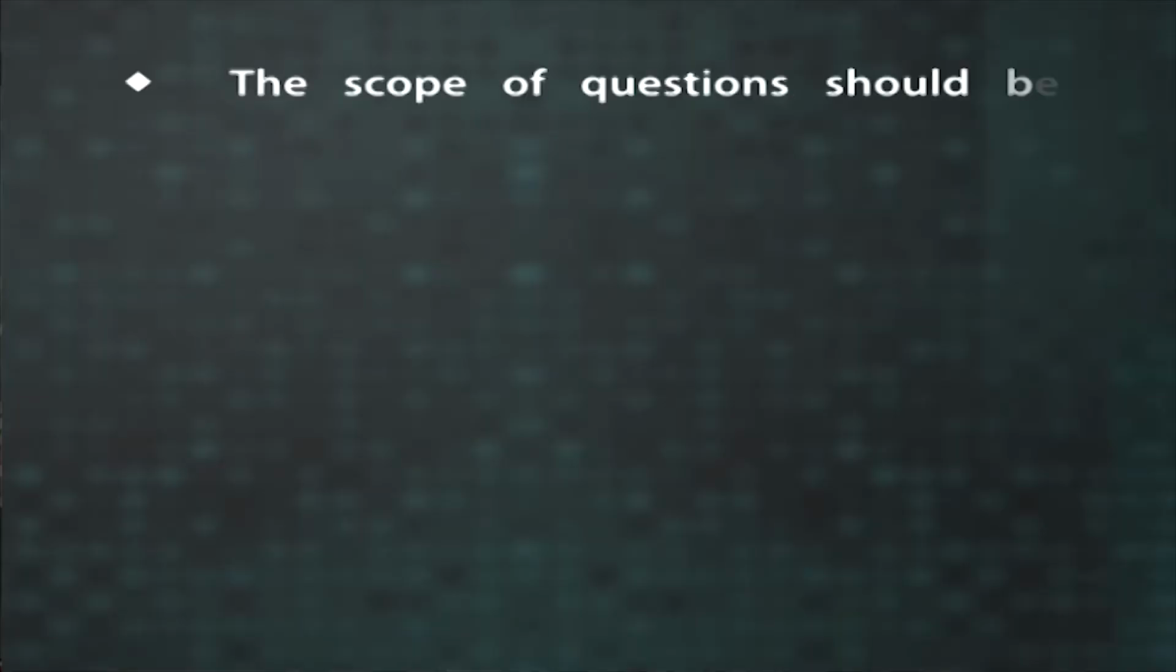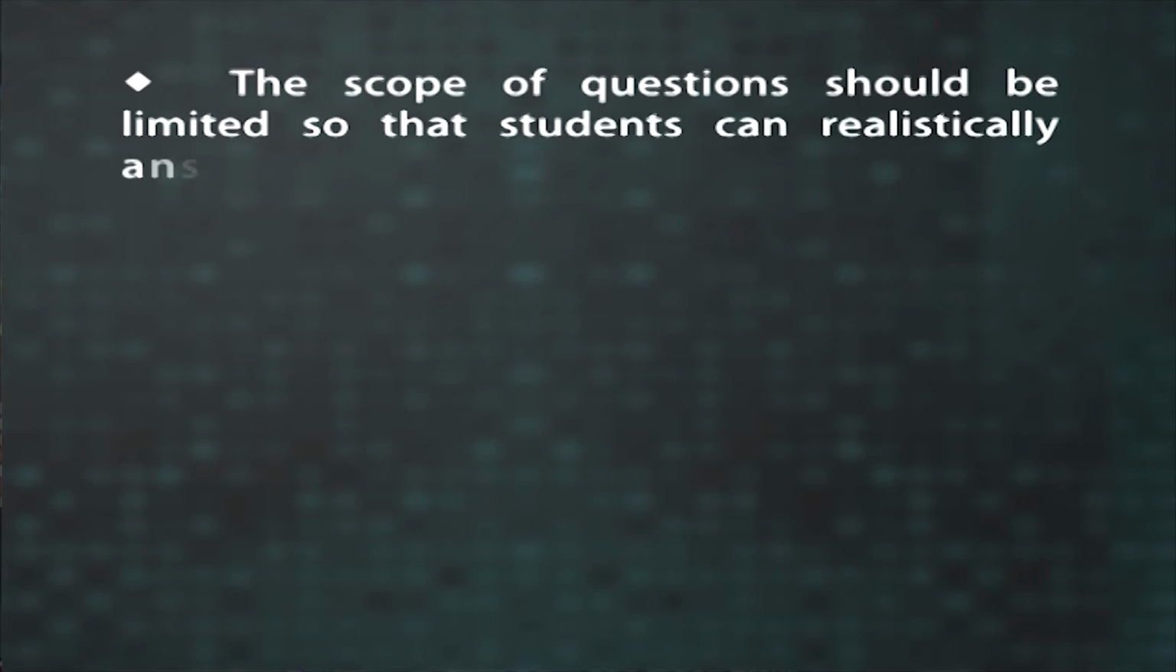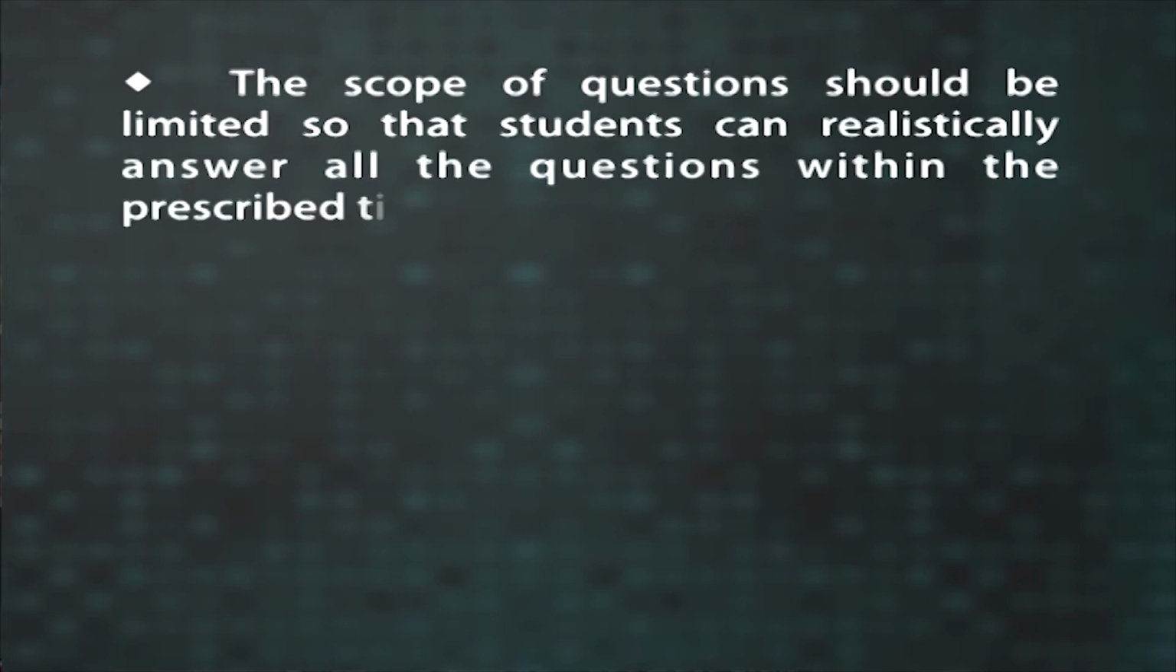Imperative question. While conducting a test, it is best to specify the point value and approximate time limit clearly. This will help students allocate their time based on the relative merit of each question. Without these directions, students will find it hard to decide how much time to spend on a question. The scope of questions should be limited so that students can realistically answer all the questions within the prescribed time limit. It is ideal to give several short essay questions rather than giving a long one.